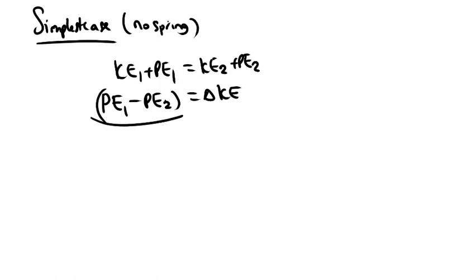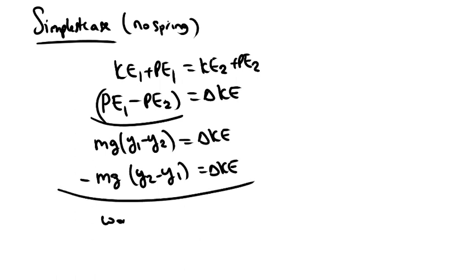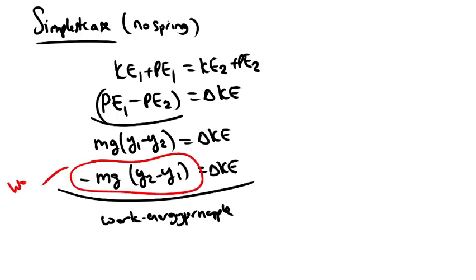And this is just mg times (y1 minus y2), or mg times (y2 minus y1) with a negative sign. That's the change of kinetic energy. Okay, this is the work energy principle. The left hand side is the work by the gravity force, and the right hand side is the change of kinetic energy. So why do we have the negative sign here? Let me add it here as well.